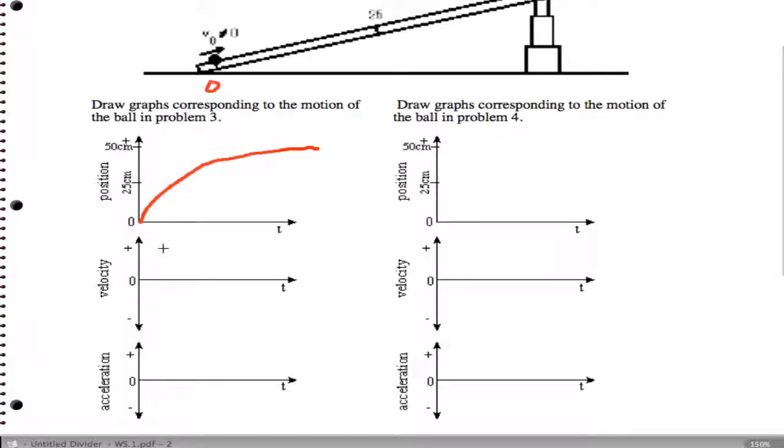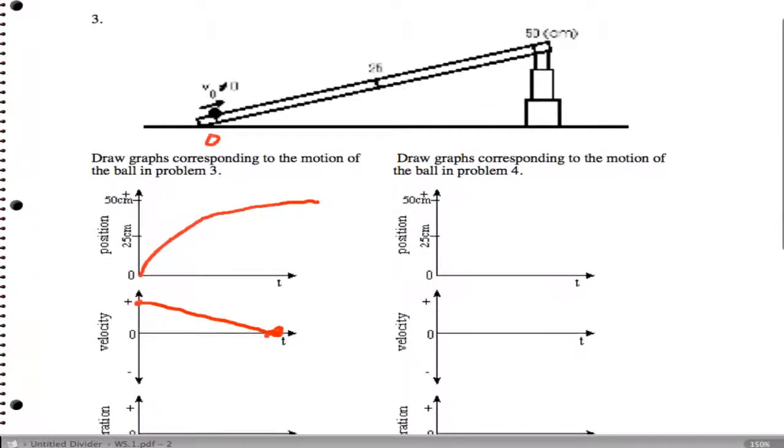In a similar vein, we start off with a positive velocity forward, and we wind up at 0 velocity because we're slowing down. And that means the acceleration is negative because the ball is going forward, but the acceleration wants to take the ball backwards.